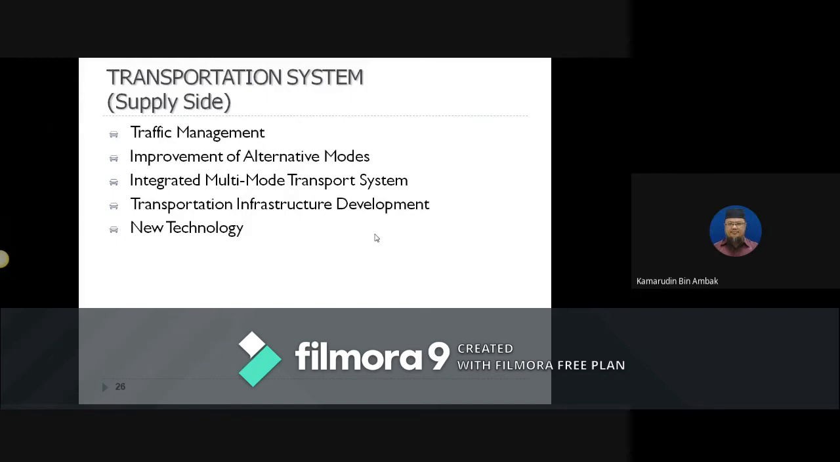If you look at the facilities or the scope under TSM for the supply side, TSM manages the traffic, improves alternative modes, integrates multi-mode transport systems, transportation infrastructure development, and new technology. So there are many activities and strategies covered under TSM.